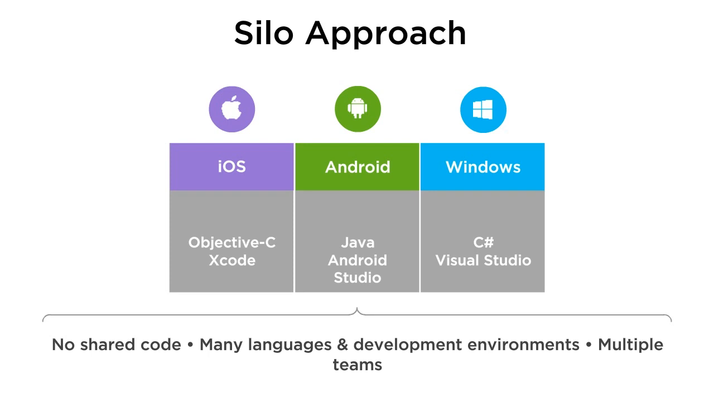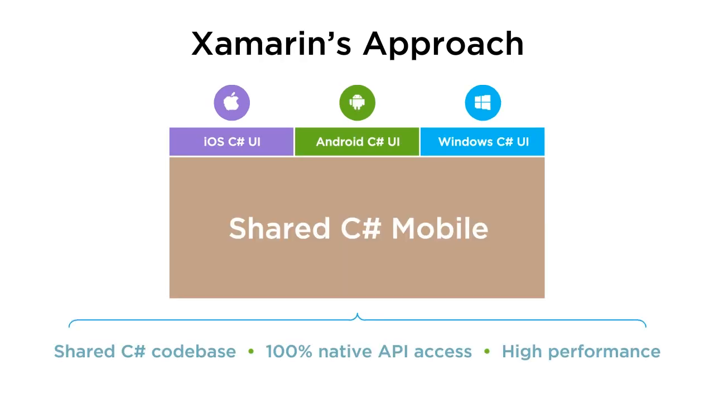With Xamarin native applications, all 3 platforms are written with C#, and thus you're able to share that entire code base. You get 100% native API access. As far as the phone is concerned, there's absolutely no difference between a Xamarin native application and a native application, so you get all the performance that you would expect. However, in this Xamarin native approach, you do have to write the UI separately for iOS, Android, and Windows.